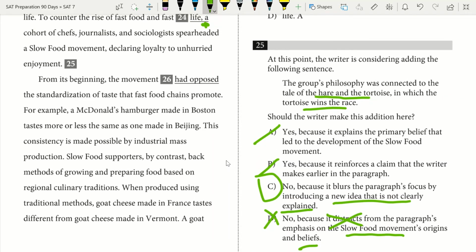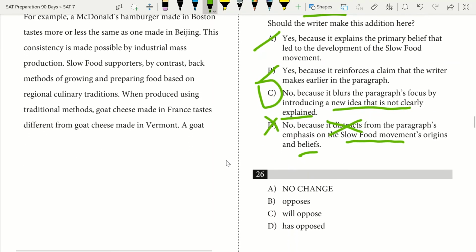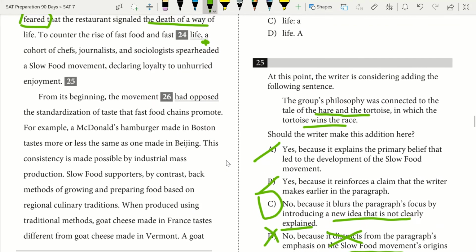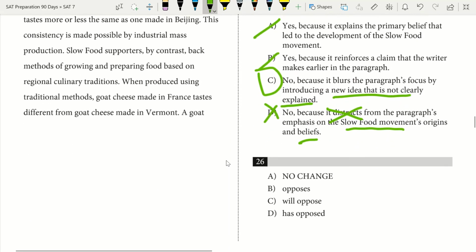Okay, "from its beginning, the movement had opposed the standardization of taste that fast foods promote." This one right here is a tense question with the verb opposed. So I'm going to look around and see if I can find another thing of tense, right? We have "they spearheaded a slow food movement." I see that that's past tense, so I wouldn't want to use the word had opposed. I would just want to say "from its beginning the movement opposed." Has opposed, will oppose versus opposes.